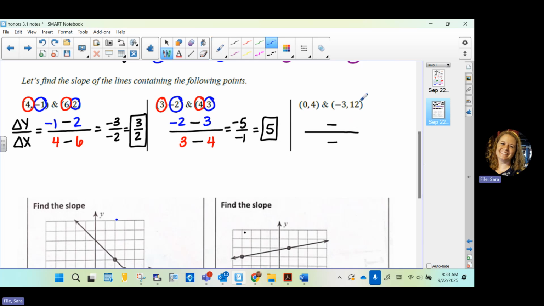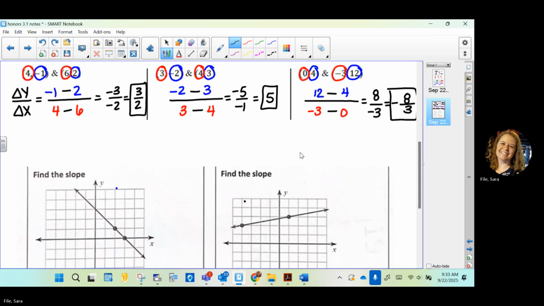All right, if I did this one the other way, I'll show you can still do the second first if you want to. So I could do 12 and then 4. So I'd have to do -3 and then 0. So 12 minus 4 is 8. -3 minus 0 is still -3. So that is just -8/3. Any questions about those? Okay.